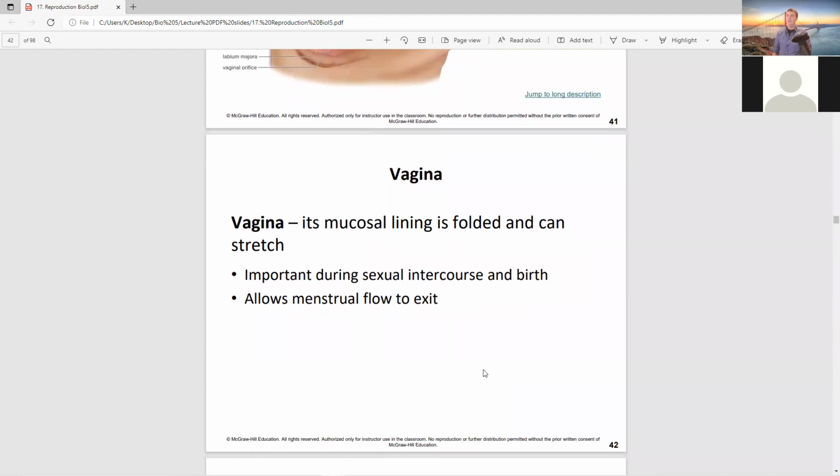Okay, so the vagina: its mucosal lining is folded and can stretch. It's important during sexual intercourse and birth, and allows menstrual flow to exit.